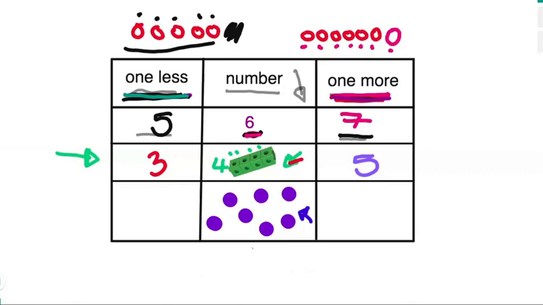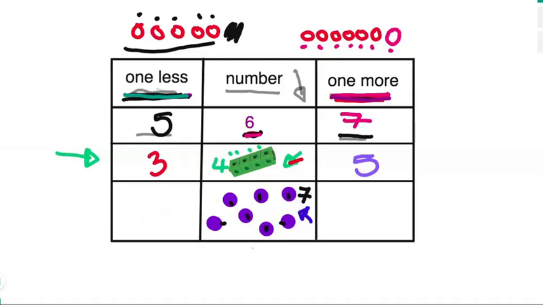Are you ready? Here we go. How many purple circles did you count? Let's count them together. We have 1, 2, 3, 4, 5, 6, and 7. We have 7 purple circles. Fantastic. We're going to pop a little 7 here so we don't forget, okay?